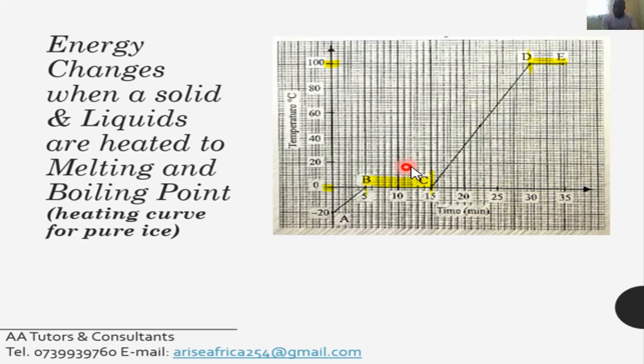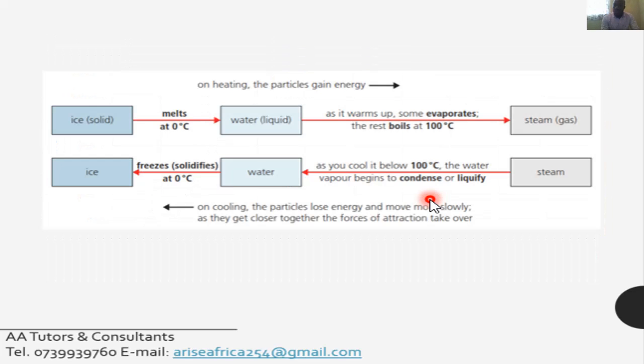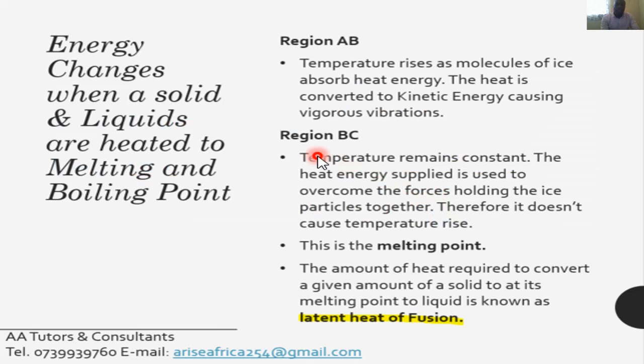Now let's try to explain what happens between B and C. From the graph you can observe that there is no change in temperature. The temperature remains constant. In this graph it remains constant from minute 5 all the way to 15 minutes. That's a period of 10 minutes in which there is no temperature change. Why is there no temperature change between region B and C?